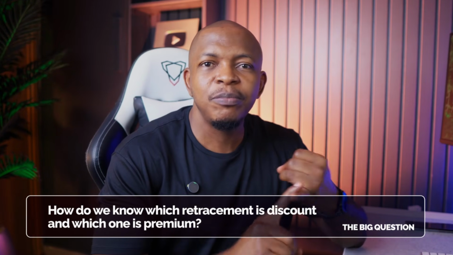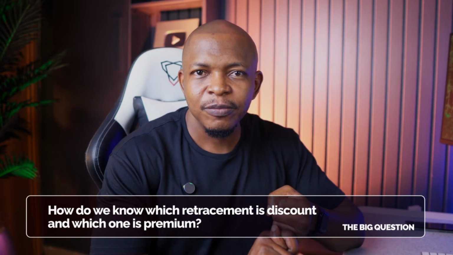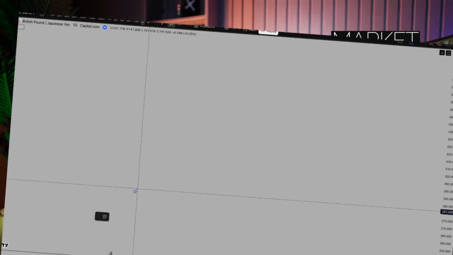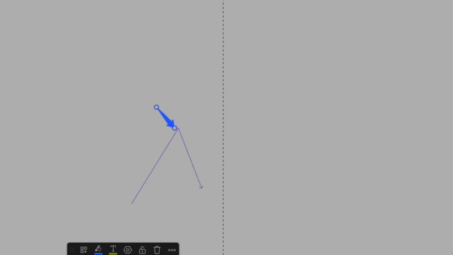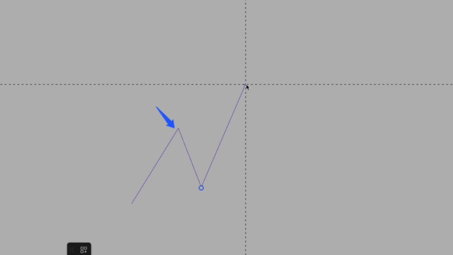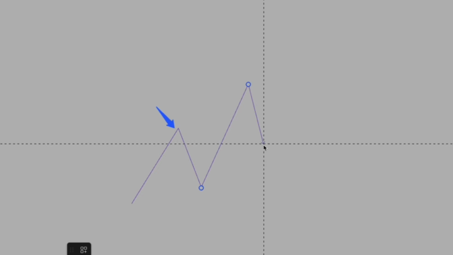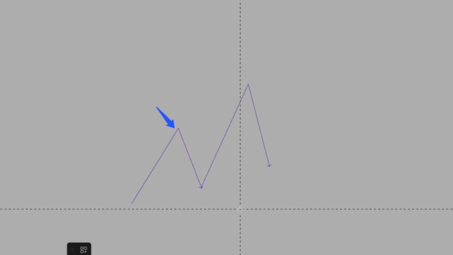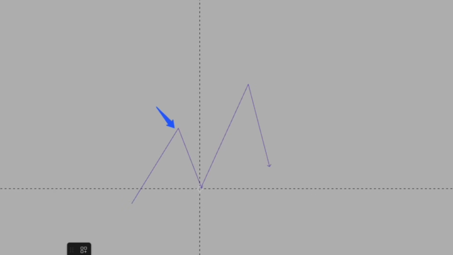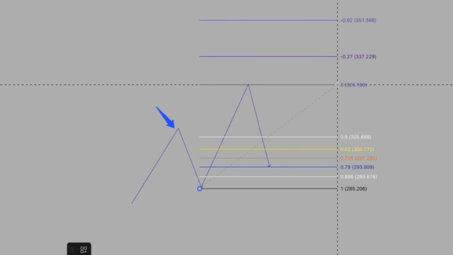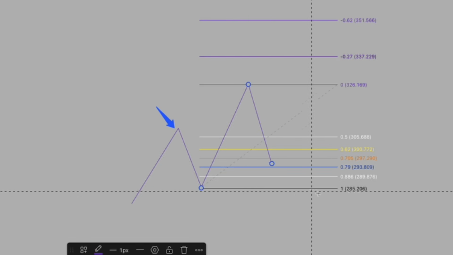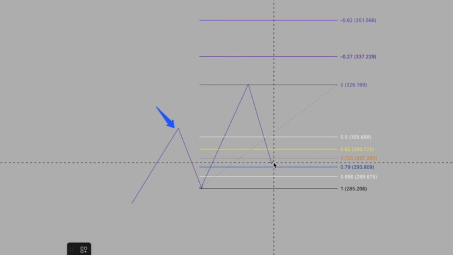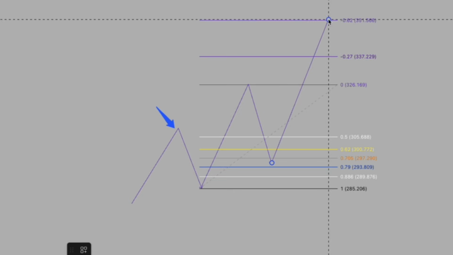Okay. The question now is, how do we know which retracement level is premium and which one is discount? This is where market structure comes in. When price rallies and pulls back, it makes a swing high, then it breaks that swing high. We are in an uptrend. If it pulls back again, this is where we start considering an entry. So this is where we pull the Fibonacci from the bottom swing that broke structure. Then we'll start considering an entry in the Fibonacci OTE level. This is where we want to buy and target these highs.